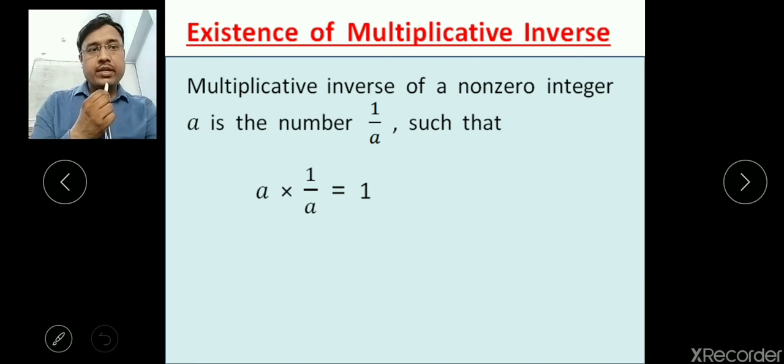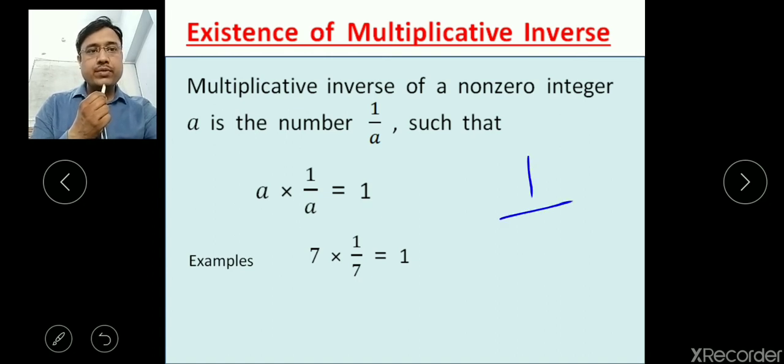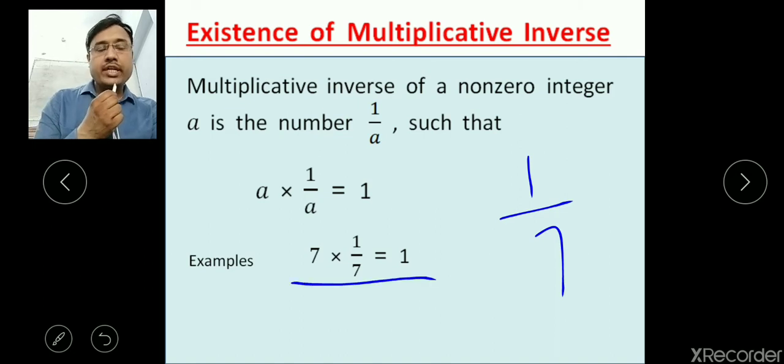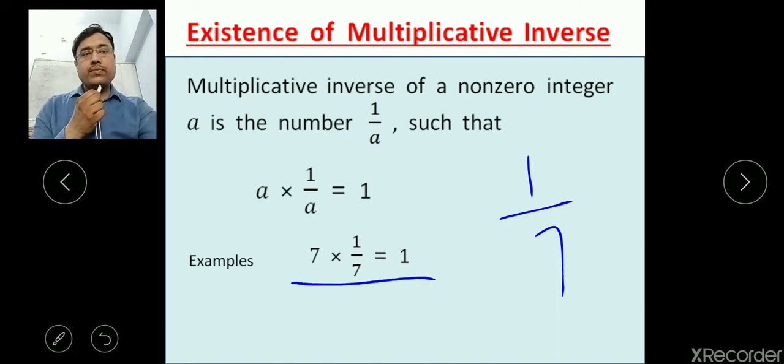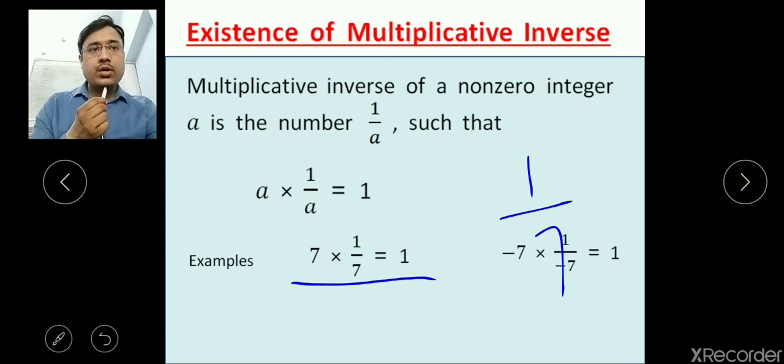Here a and a will cancel out. So for example, we can see the number 7 and its multiplicative inverse is 1 by 7. When you multiply 7 with 1 by 7, its product will be 1. So this property tells us that whenever you multiply two integers which are multiplicative inverses of each other, their product will be 1. Okay. So I hope you have understood this now.